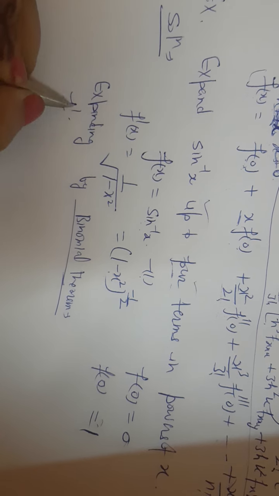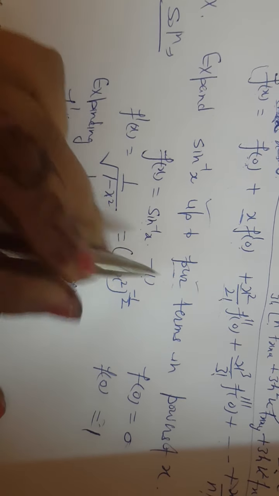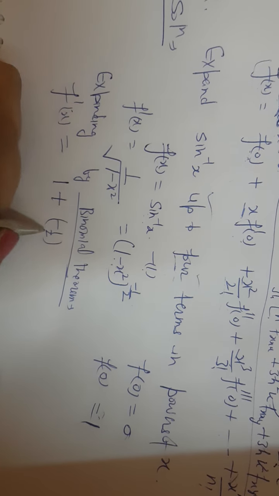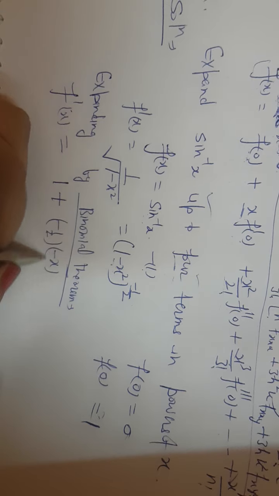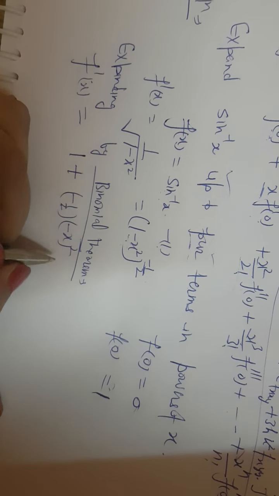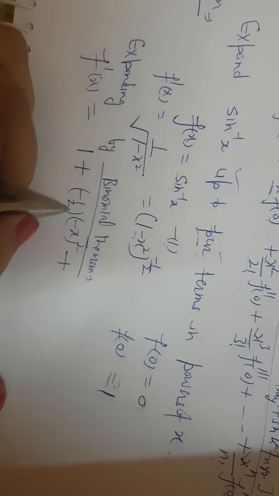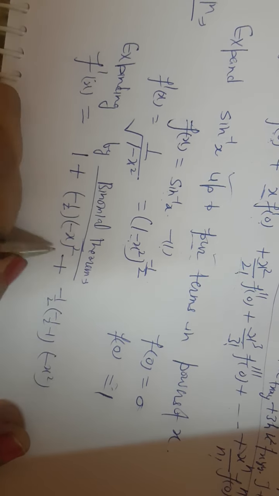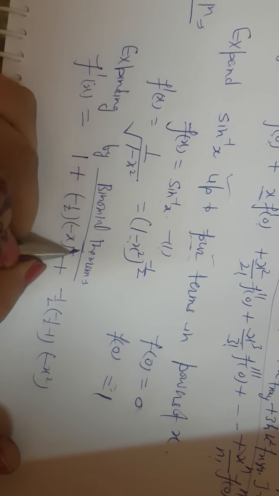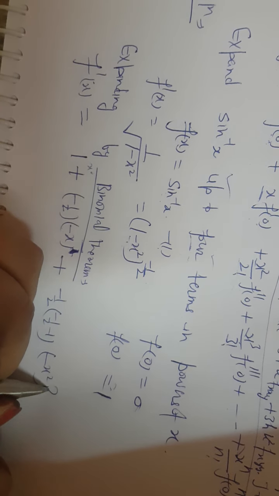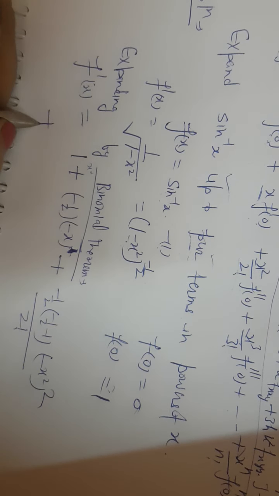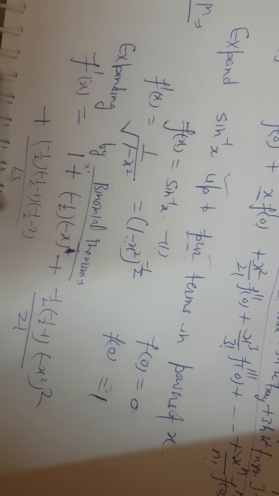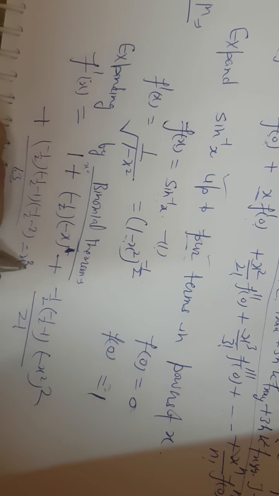So f dash x you can write as 1 plus (minus 1 by 2) times minus x square, plus (minus 1 by 2)(minus 1 by 2 minus 1) upon 2 factorial times (minus x square) squared, plus (minus 1 by 2)(minus 1 by 2 minus 1)(minus 1 by 2 minus 2) upon 3 factorial times (minus x square) cubed.